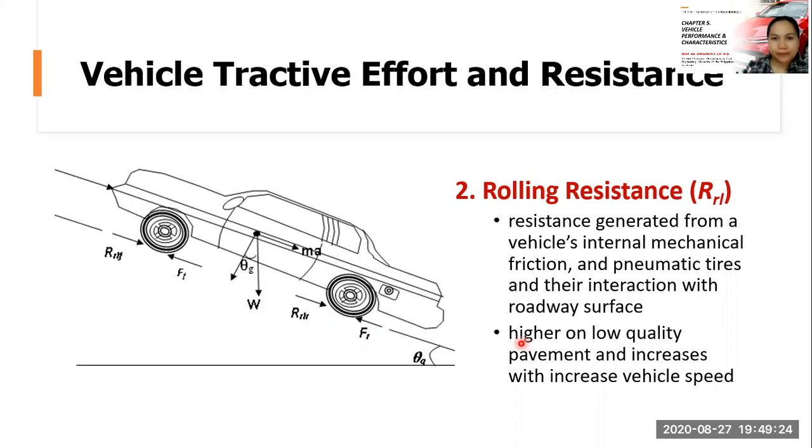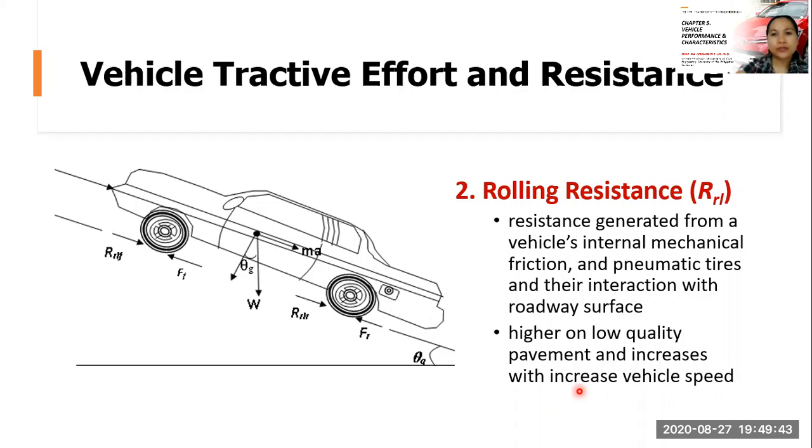The rolling resistance is higher on a low quality pavement such as a rough road, and this increases when you have a higher vehicle speed.